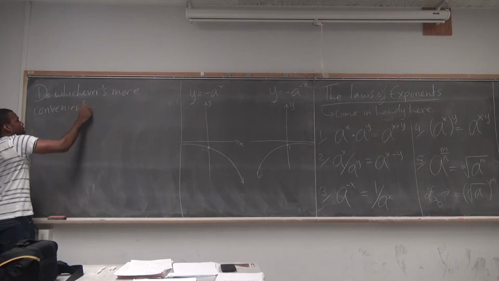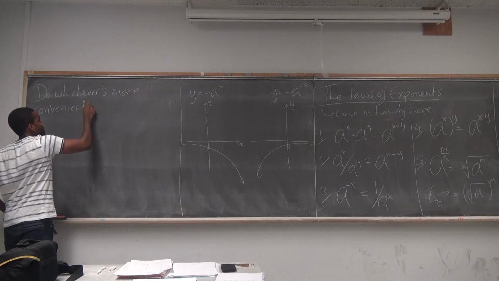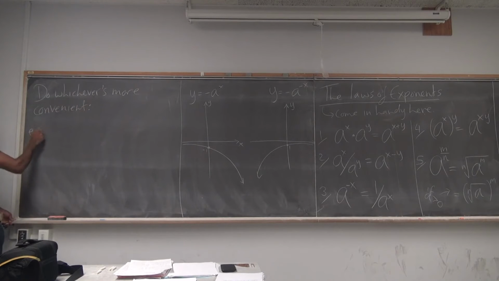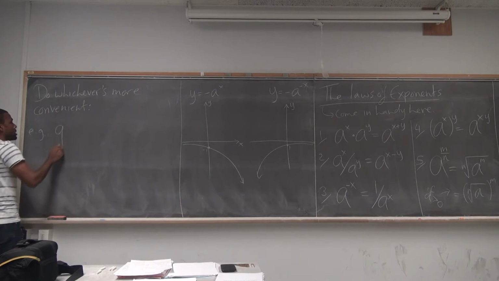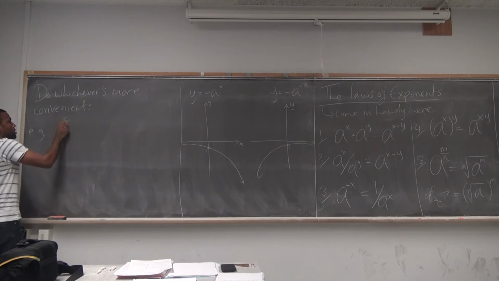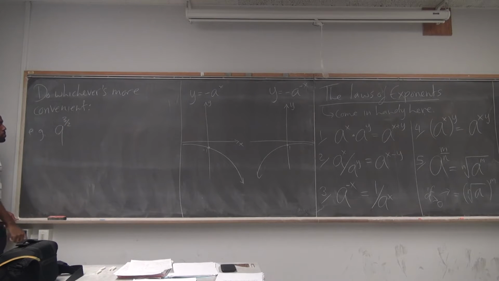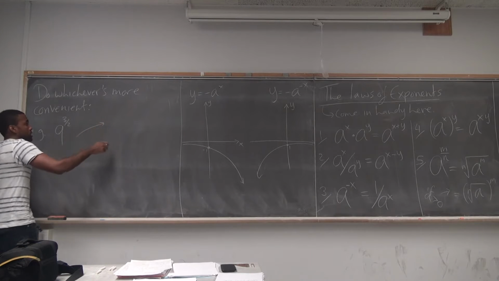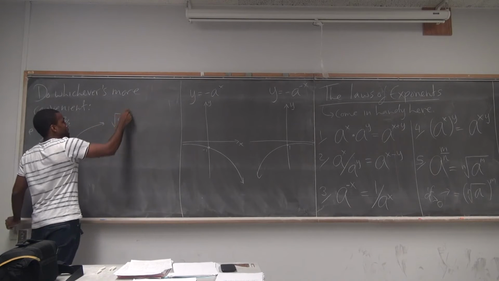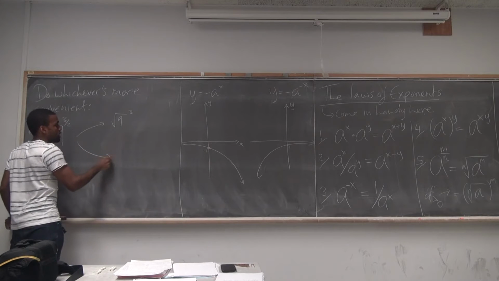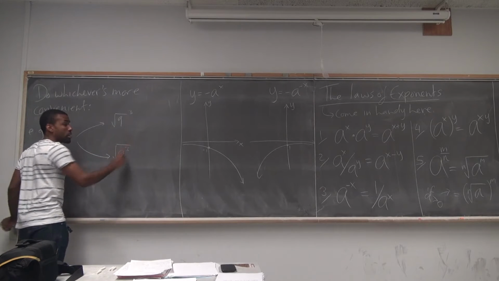Usually taking the radical first would be convenient. So for example, if I look at something like 9 to the 3/2, you have a couple options for that. You can think of this as radical 9 and then cube it, or you can think of it as 9 cubed and then take the radical.